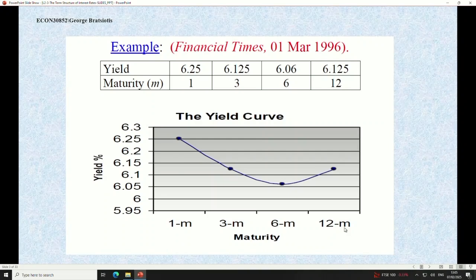I'm going to stop at 12 months. And what I get is that for 1 month, they offer 6.25. For the 3 month, 6.125. The 6 month, which is half a year, 6.06. And the 12 month, the year one, it's 6.125 again. So basically, if you plot these, this is the 1 month, 3 month, 6 month, 12 month. If you plot these, you get the yield curve. So it's as simple as that.